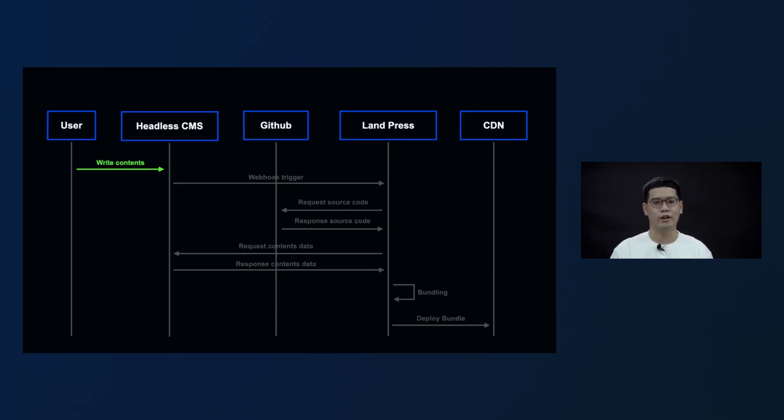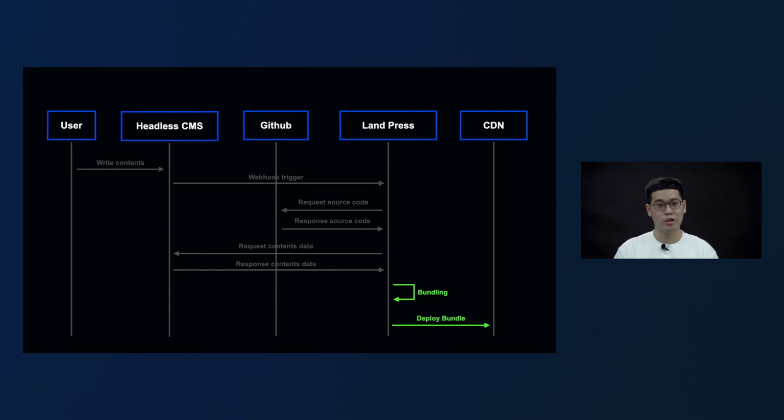This is how the overall sequence diagram looks like. The user writes contents through Headless CMS. Once the content is written, the Headless CMS triggers the hook for the LandPress trigger. Then LandPress becomes aware that new content has been written and patches the source code in GitHub. And based on the source code data, content data is retrieved from the Headless CMS during build time. Finally, after bundling based on content data, it is deployed to CDN and the process is completed.